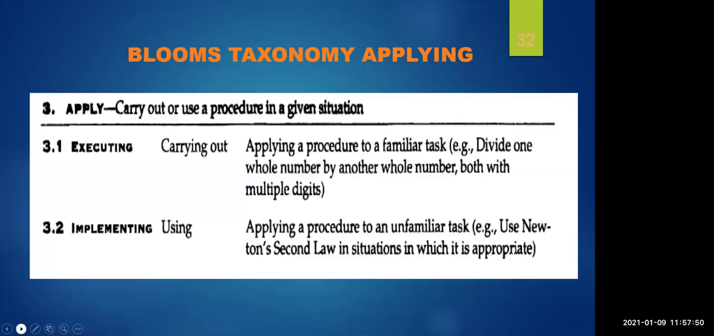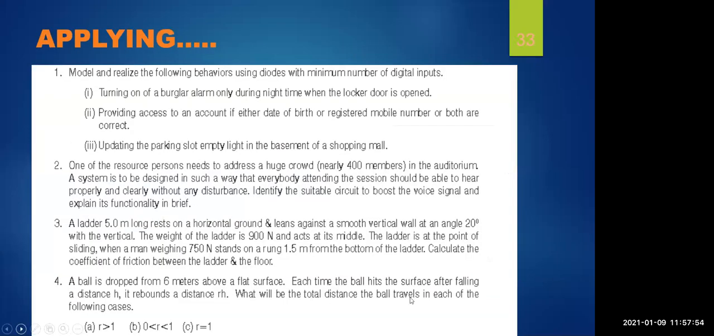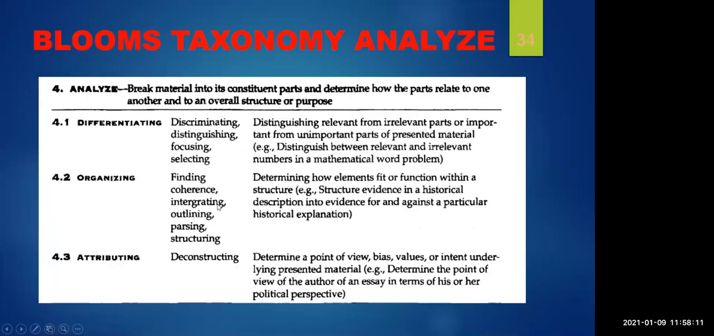These are some of the questions from the application point of view that we ask. A ball is dropped from 6 meters, how far does the ball travel? This is the application point of view. The problems we generally ask are related to the application point of view. These are sample questions for application. Up to that point only we can evaluate the students. These are lower order thinking skills, which we are able to assess.